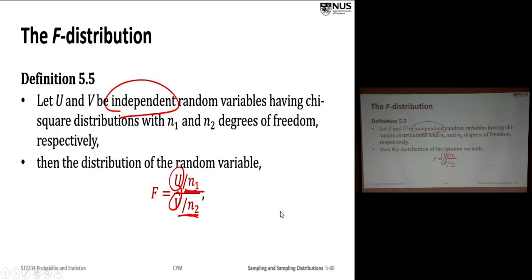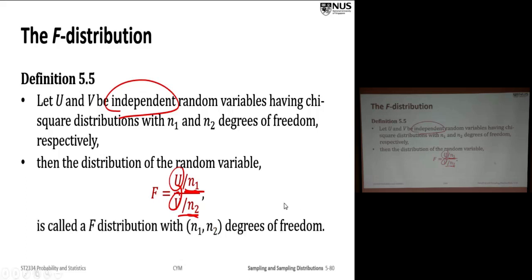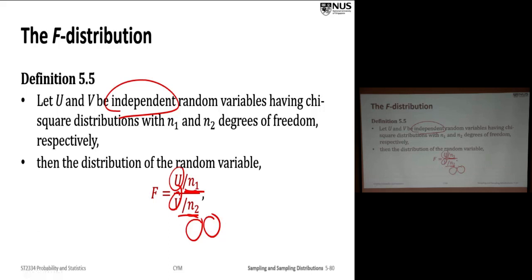You see why we want to study this kind of distribution. Let's look at this distribution first before we answer the question of why we want to study it. This is called the F distribution, and the two parameters are n1 and n2, the degrees of freedom for these two chi-square distributions.